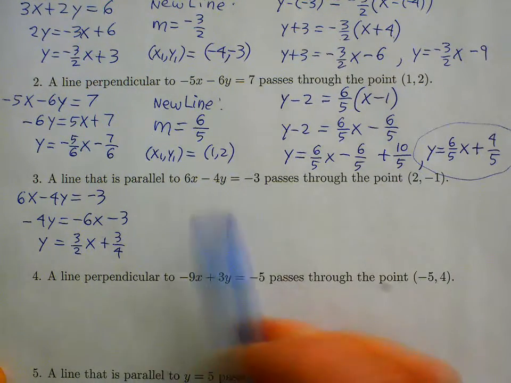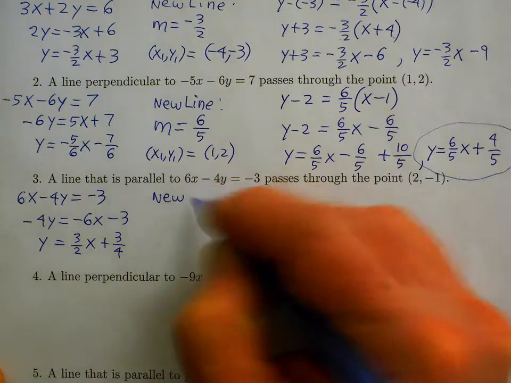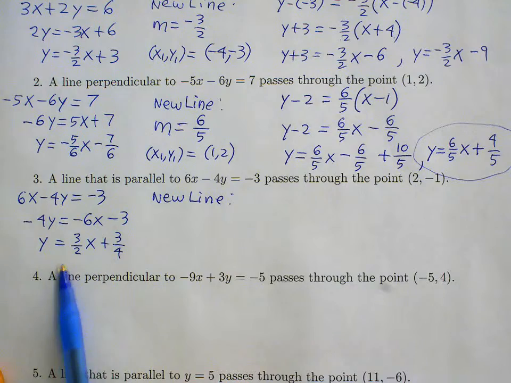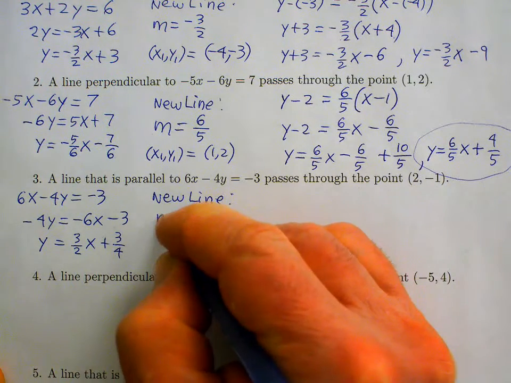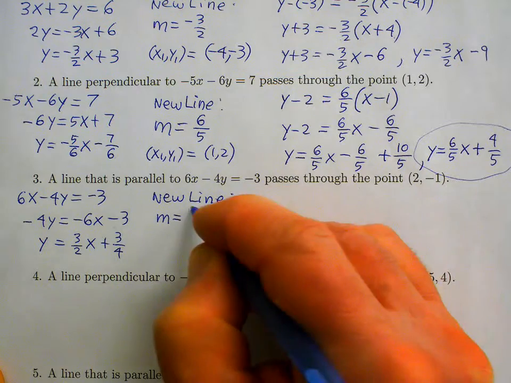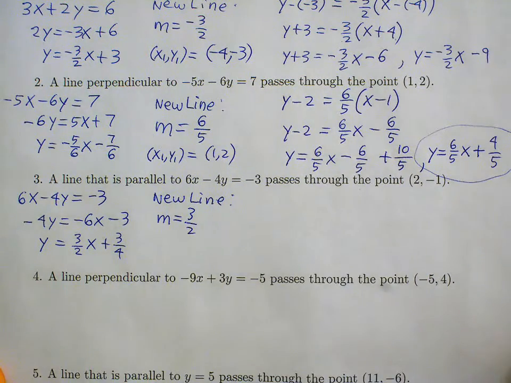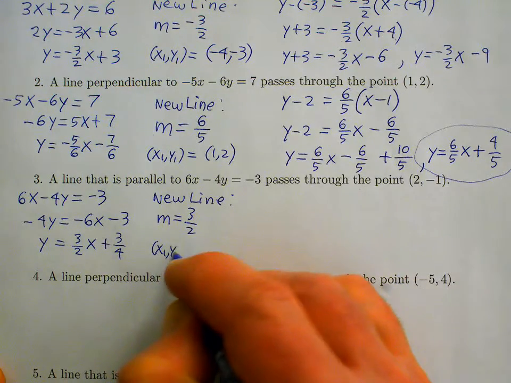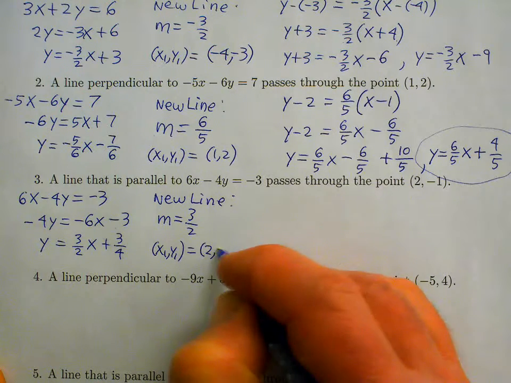The new line is parallel to that line, so they have the same slope. The given line has a slope of 3/2, so the new line also has a slope of 3/2 because they are parallel. And then the x1, y1, the point that the new line passes through, is the ordered pair (2, negative 1).